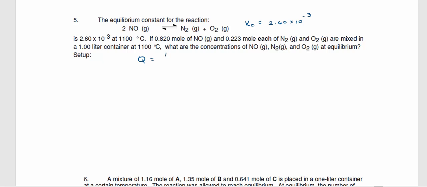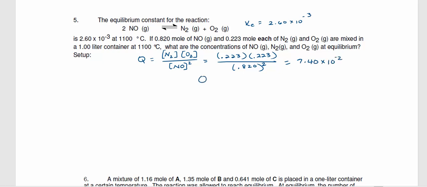So my Q is going to be similar to my K value. I'm going to take the concentration of my products and divide it by the concentration of my reactants raised to the appropriate powers. In this case, we're mixing in a 1 liter container. That makes everything so much easier when calculating. So I have 0.223 for each of my products, and then my reactant is 0.820. To calculate this Q value, you take 0.223 times 0.223 and divide it by 0.820 squared. And I get a value of 7.40 times 10 to the negative 2.